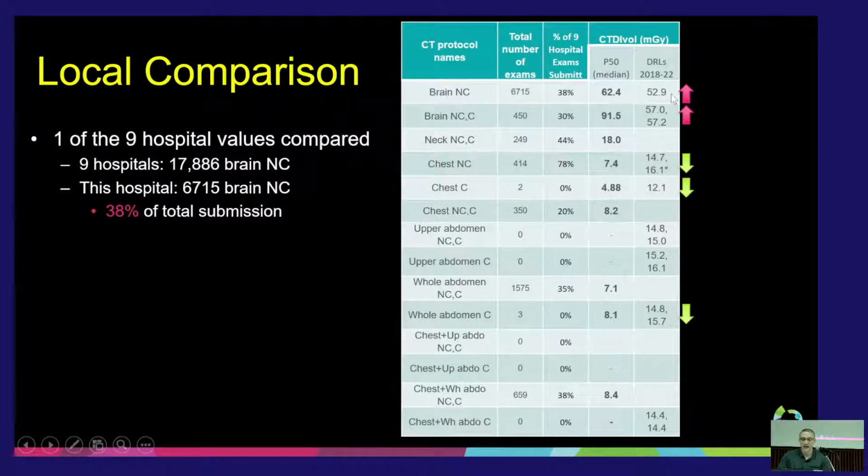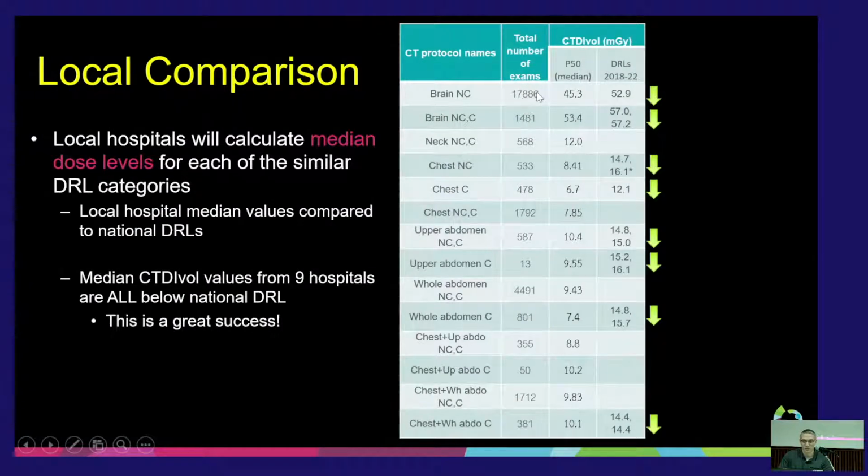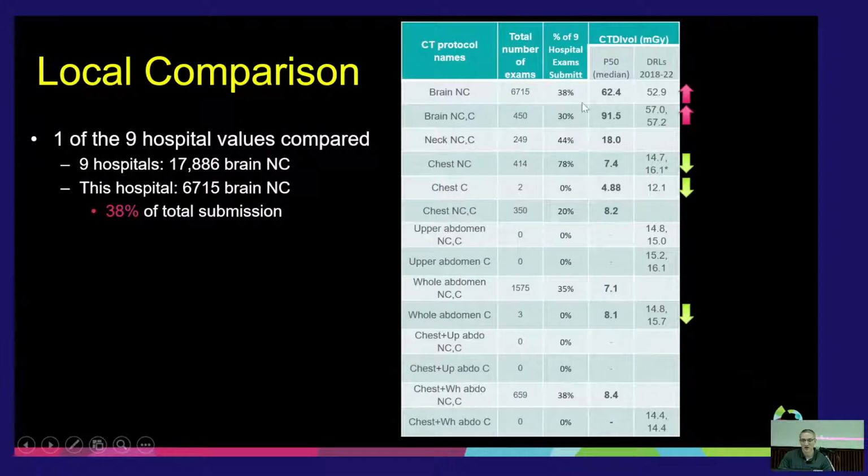But when you look at the total number of these exams, I added a column where I look at the percentage. This is the total number of exams from this hospital compared to the total number submitted by all 9 hospitals. And you can see that this brain no contrast represents 38% of the data that was submitted. Coming down here, neck, for example, is 44% of the data. And the chest, no contrast, represents 78% of the data.